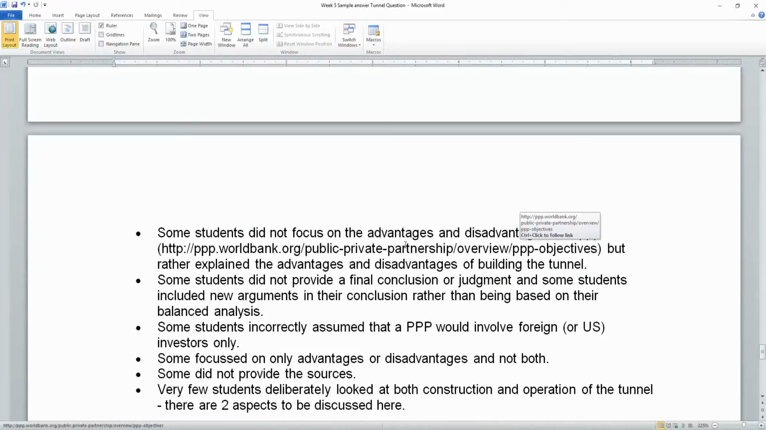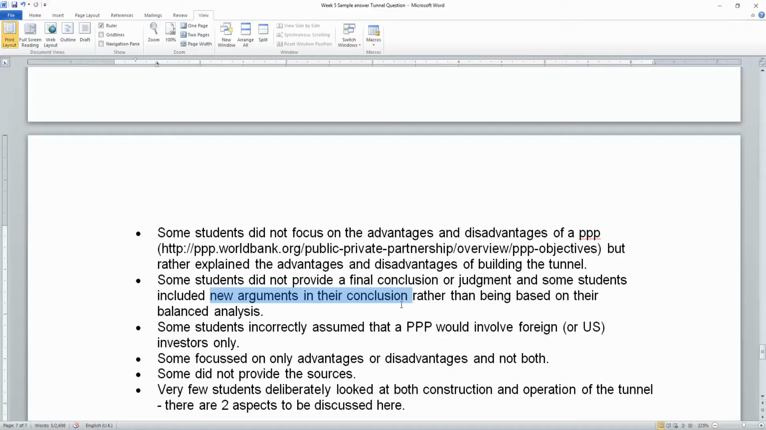Okay, so again, there was some general feedback from question 2 that I've already mentioned. Some of you focused on the advantages and disadvantages of building the tunnel as opposed to the advantages and disadvantages of the PPP. Some of you didn't provide a final conclusion or judgment. You just did advantages and disadvantages. Okay, or you came to a completely different conclusion, okay, in the final paragraph, which wasn't even in contention before.